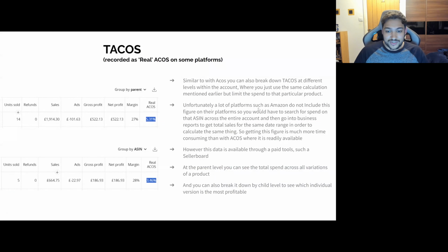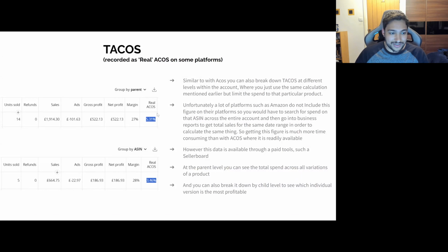Now, unfortunately, platforms such as Amazon do not include this figure on your platforms, so in order to find it, you would need to get everything you're spending on that particular product, from the PPC side and the DSP side, then you would have to hop over to the business report side, get sales, and then calculate it by that. So that's going to be very time consuming. So that's why a lot of people, I think, go for ACoS still, because it is a readily available figure. However, there are a few ways around this. For example, a few paid tools like Sellerboard can pull a lot of this data directly from Amazon's API and sort it out.